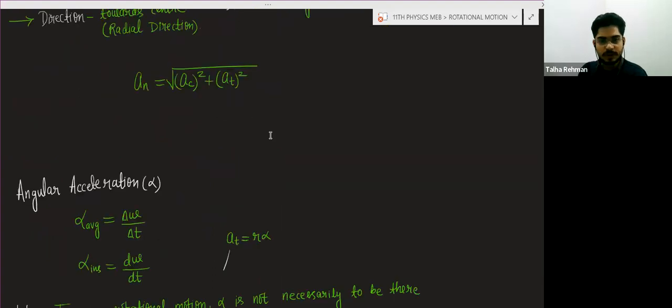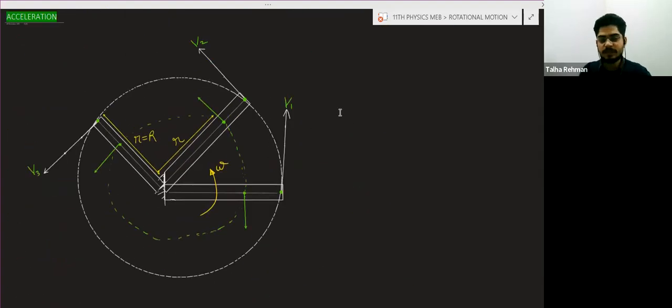So now we will see what will be the acceleration in case of circular motion, rotational motion. Okay. So this is the rod, and this rod is rotating with an angular velocity omega. So this rod will be first here, then here, then here. Suppose I have taken a particle here.